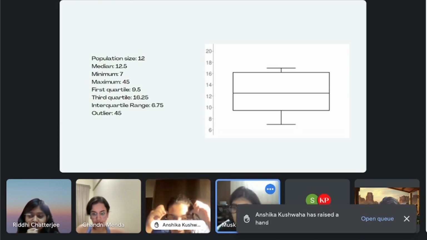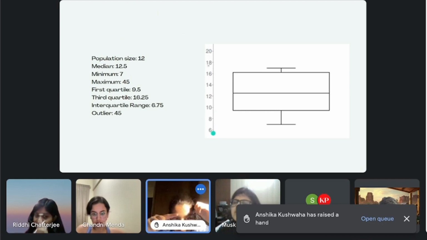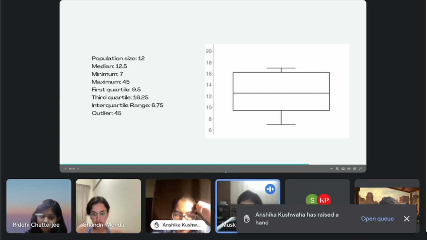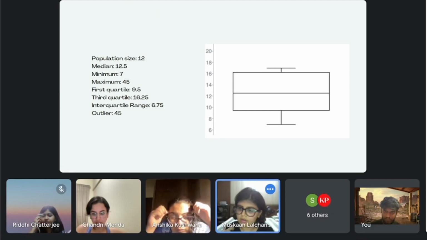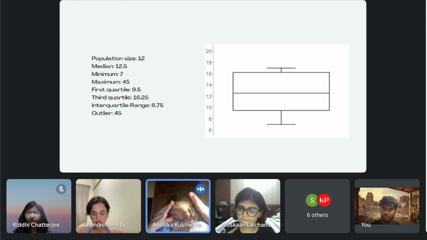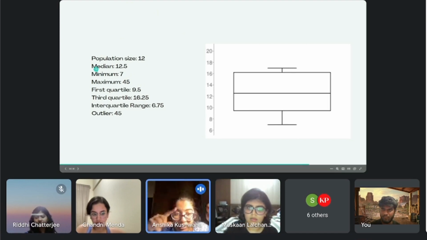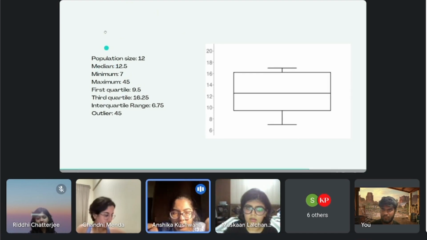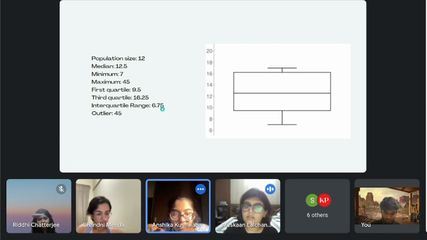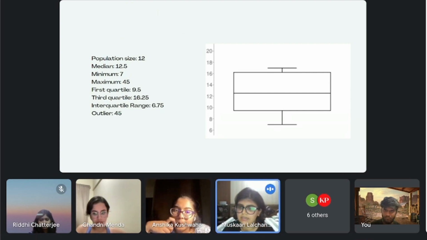Anshika? I just have a question. Ye jo numbers are side mein, wo kya hai? Jo udhar likhe hue. The scale. It's like wo graph hota hai na, XY axis. Nahi, wo jo numbers likhe hue, like labels ke saath, first quartile, third quartile, interquartile range, wo kya hai? This is everything that we just calculated.